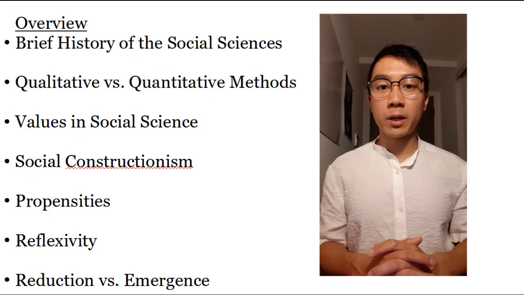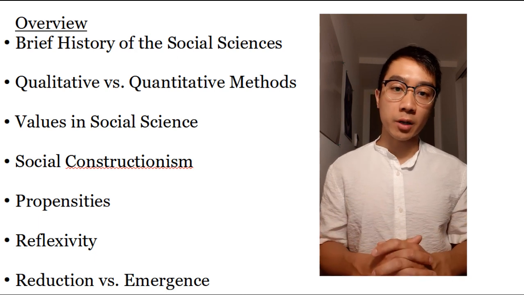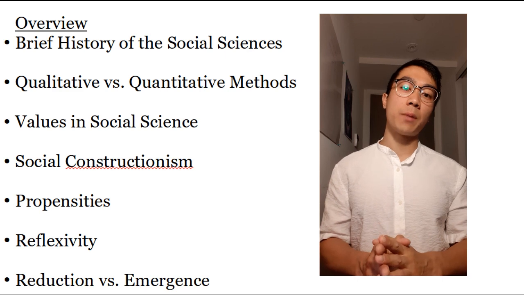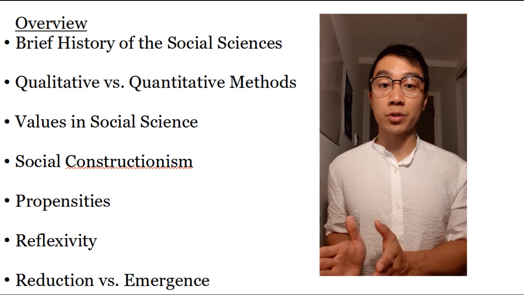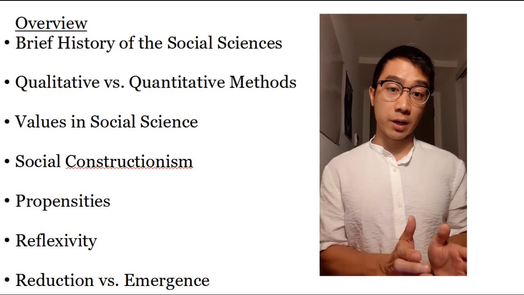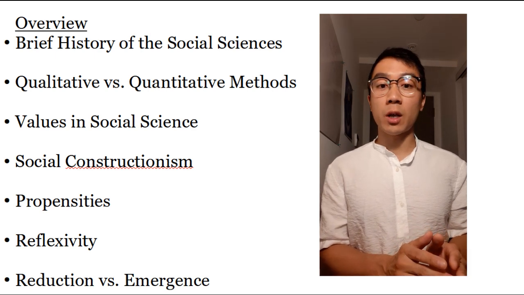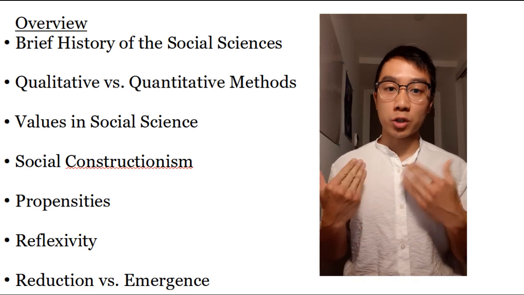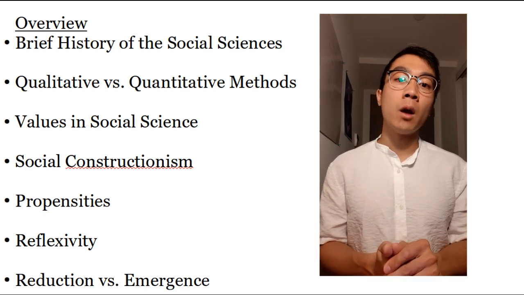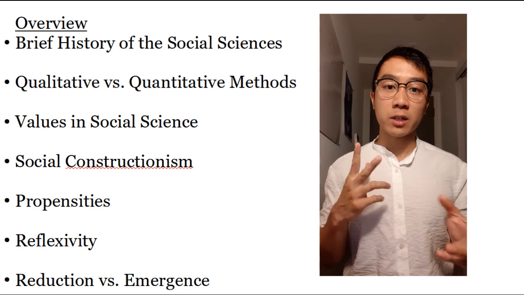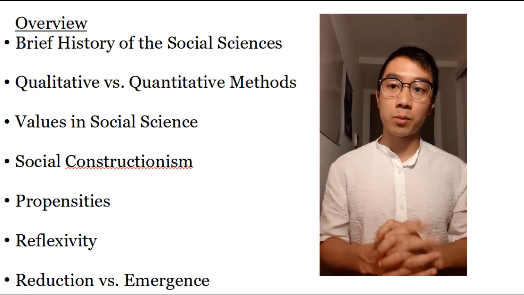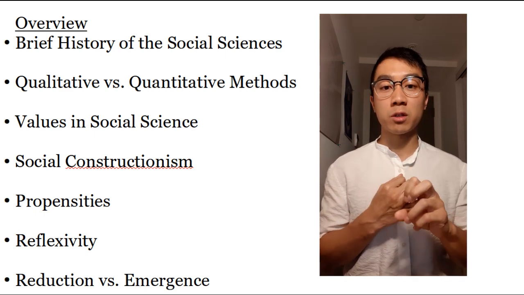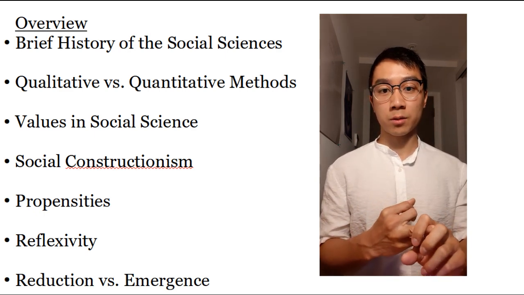All right, so let's just begin with a bit of a general overview of our discussion today. So the first thing we're going to discuss is the history of the social sciences. The second is we're going to describe the distinction between so-called qualitative methods in the social sciences and quantitative methods in the social sciences. Then we're going to talk about the usage and abuses of values in social science. Then we will talk about things like social constructionism, which I'll describe what that means later on. Things like propensities and different kinds of social ontologies, which again I will describe what that means later on. This notion of reflexivity and questions of reduction and emergence in the methodologies of the social sciences.